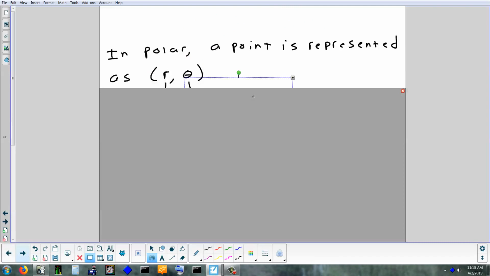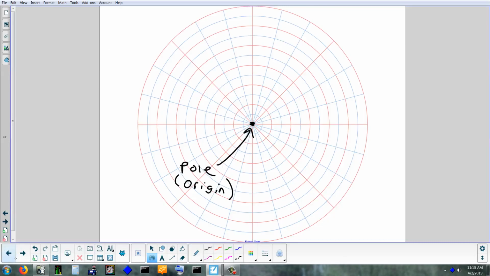Now, in polar, we're dealing with these concentric circles. So what do you think r would stand for when we're dealing with the circles? Yeah, radius. So basically, r tells you a distance from the pole. We're going to write it down, but r can be positive or negative. If r is positive, you move out the number of rings to the right. If r is negative, you move out that number of rings to the left. And you can go in between too.